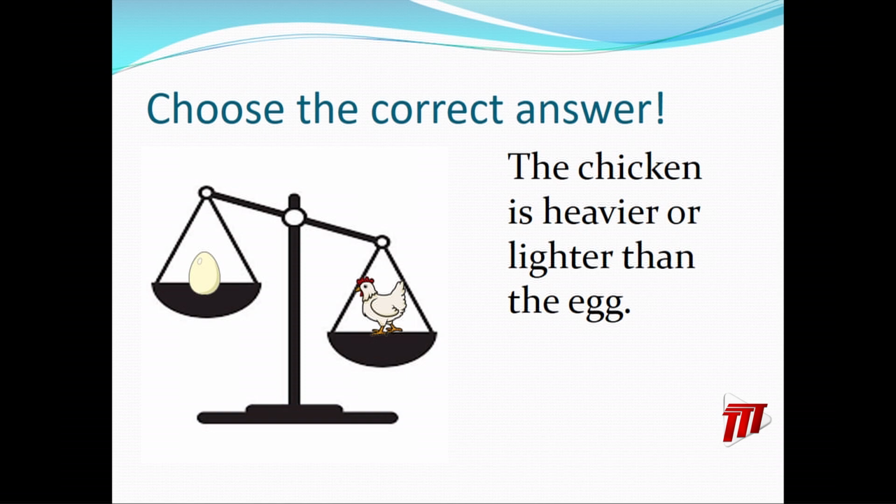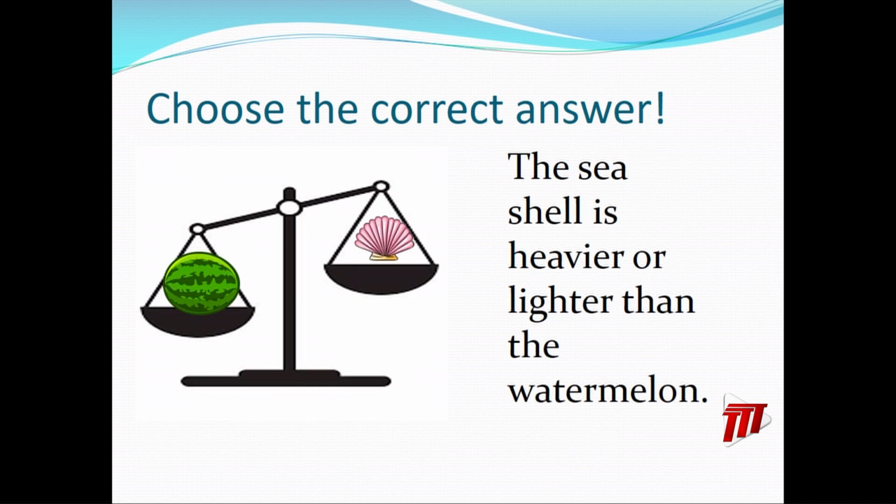The chicken is heavier or lighter than the egg. The side of the balance scale with the chicken goes down. That means the chicken is heavier than the egg. The seashell is heavier or lighter than the watermelon. Now let's find the seashell. Does the balance scale with the seashell go up or does it go down? It goes up, which means that the seashell is lighter than the watermelon.